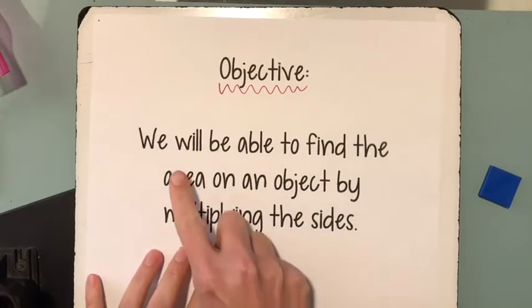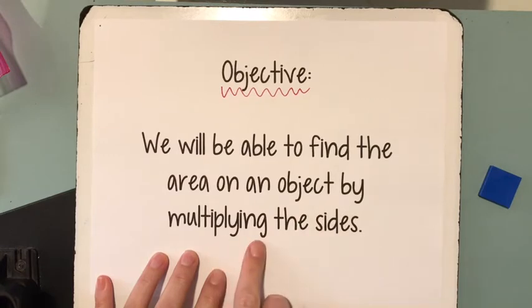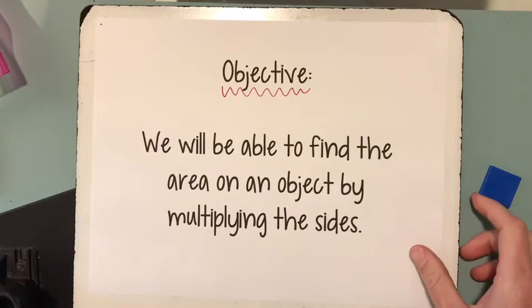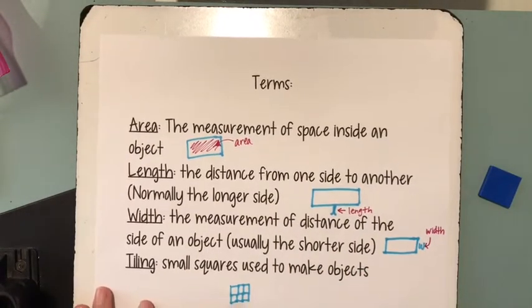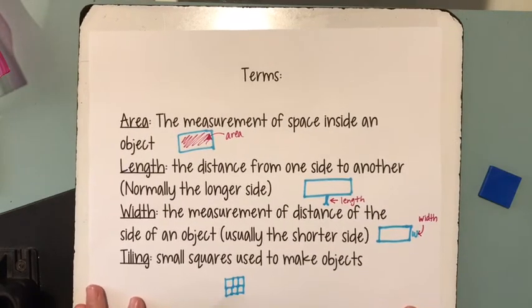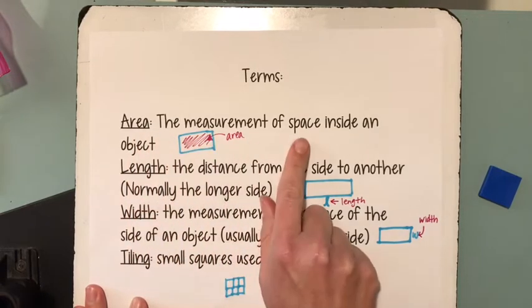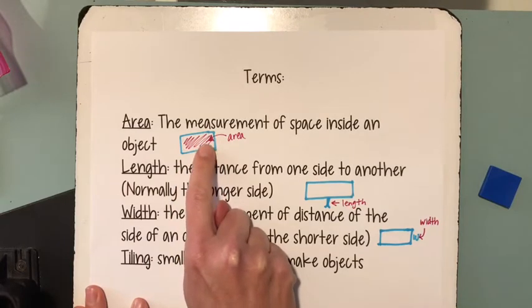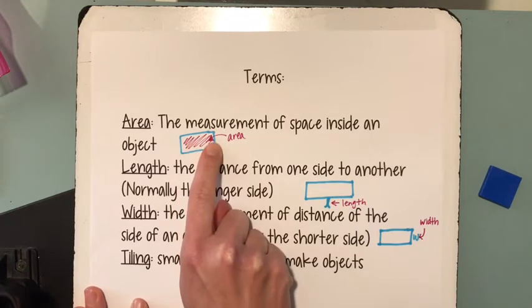So our objective is we will be able to find the area of an object by multiplying the sides. So multiplying the length times the width, and I'm going to talk about some of those terms right now. So we have some terms that we need to understand as we learn about area. The first one is area, right? And that means the measurement of space inside an object. So here is my rectangle, and when I try to find the area, I'm trying to figure out how much is this space right here, and that is the area.